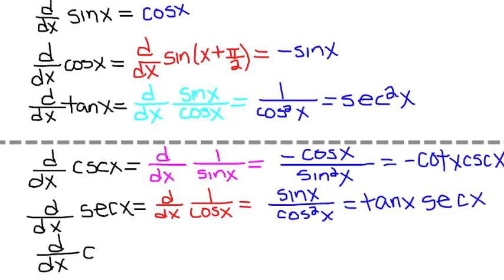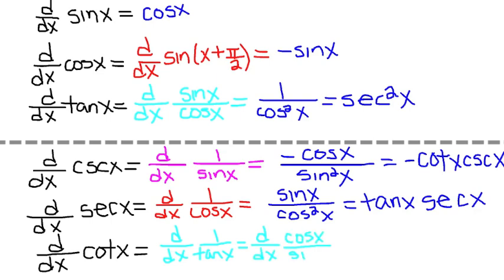Last but not least is the derivative of cotangent of x, or the derivative of 1 over tan of x, or we can find the derivative of cos of x over sine of x. Try and find the derivative on your own by pausing the video. The derivative of cotangent of x is equal to negative 1 over sine squared of x, or more commonly, negative cosecant squared of x. This is a list of derivatives for the 6 trigonometric functions.